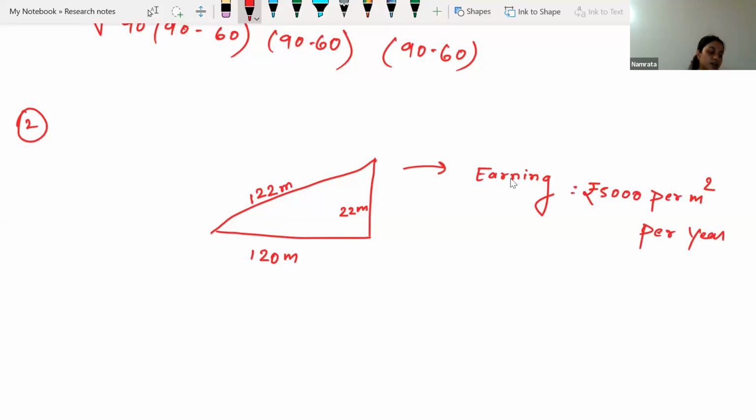A company hired one of its 3 walls for 3 months. So the company is hiring one wall for 3 months. This is the charge which will be applicable: 5,000 rupees for 1 meter square area for 1 year. We want the wall for 3 months. How much rent do we need to pay?